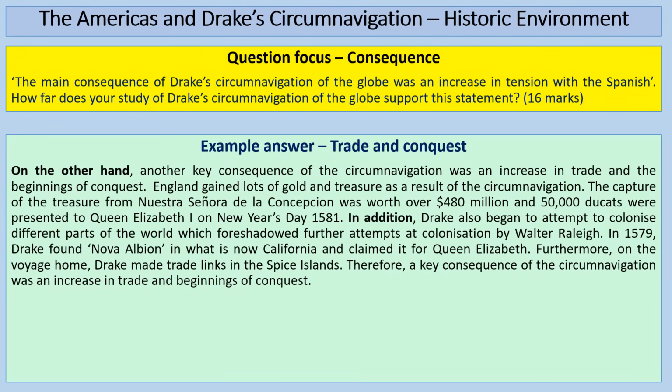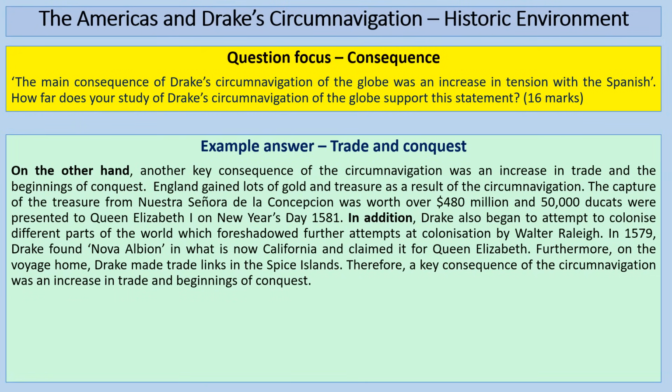Okay, here's how a paragraph on trade and conquest could look. On the other hand, another key consequence of the circumnavigation was an increase in trade and the beginnings of conquest. England gained lots of gold and treasure as a result of the circumnavigation. The capture of the treasure from Nuestra Señora de la Concepción was worth over 480 million, and 50,000 ducats were presented to Queen Elizabeth I on New Year's Day 1581.